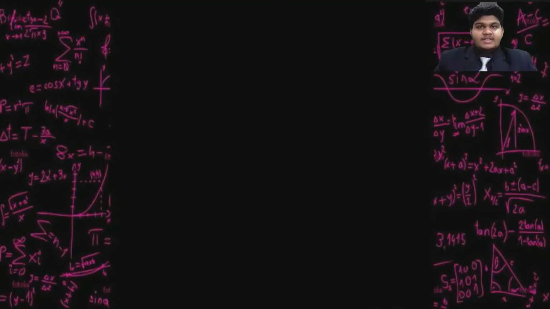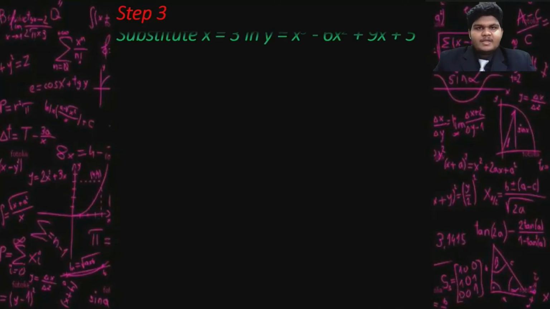We will move on. The next step, which is step 3. We are going to find the values of y. How are we going to do that? We are going to find it by using the substitution method. Our friend Kishan has found the values of x, which are x equals 3 and x equals 1. We are going to use both x values to find the value of y. First, we need to substitute x equals 3 in the equation y equals x cubed minus 6x squared plus 9x plus 5.